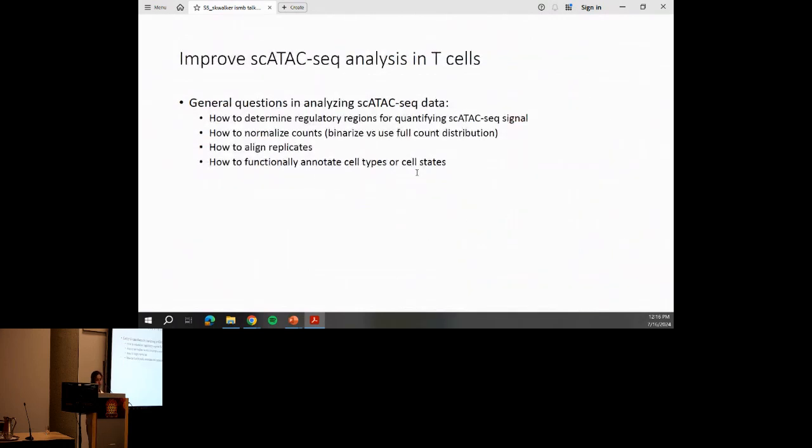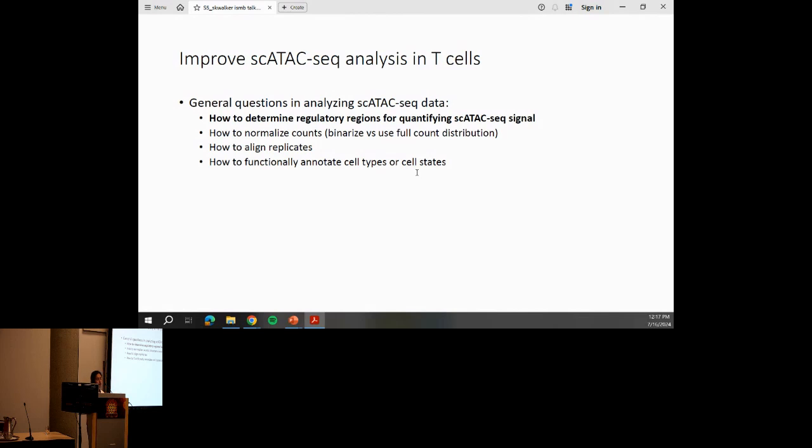So there are a lot of questions on how to best analyze single-cell ATAC-seq data that I obviously don't have time to go over today, so I'm just going to focus on one of these, which is how do we determine the features that we want to use for quantifying single-cell ATAC-seq data. We don't really think about this when we're analyzing single-cell RNA because we know exactly where our genes or features are, but for ATAC, we have to design a set of regulatory regions of interest.